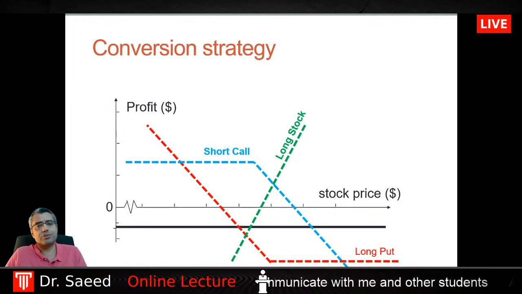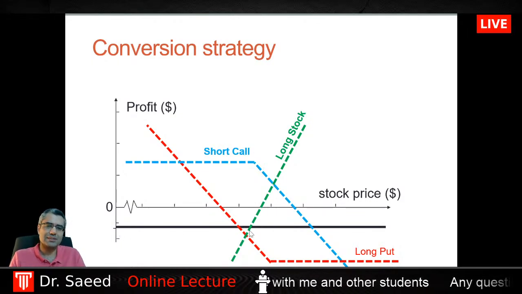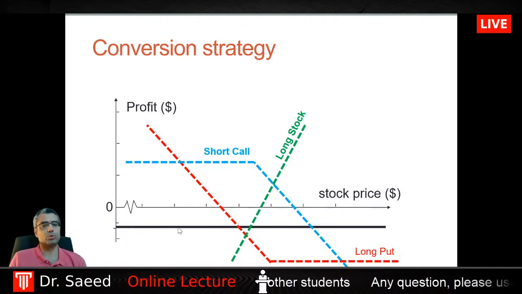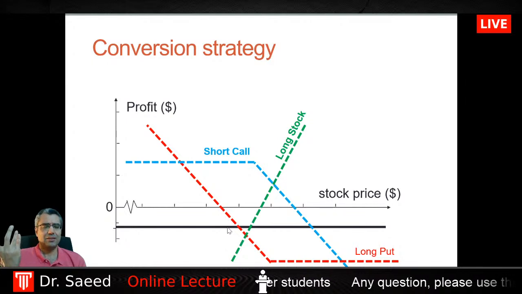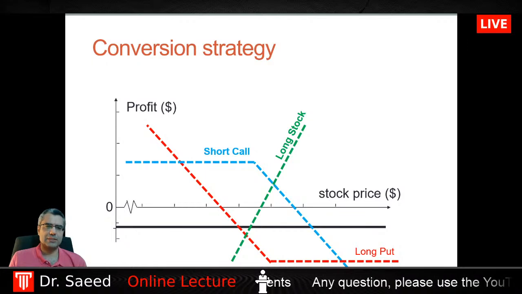What is the conversion strategy? Conversion means I don't want to be affected. You see the outcome is this flat line. This means even if the price goes up, even if the price goes down, I don't want to be affected. You may ask, why would I implement this? First of all, as I said, sometimes you want to lock in the value of your portfolio, the price. So you see the price won't change, right?